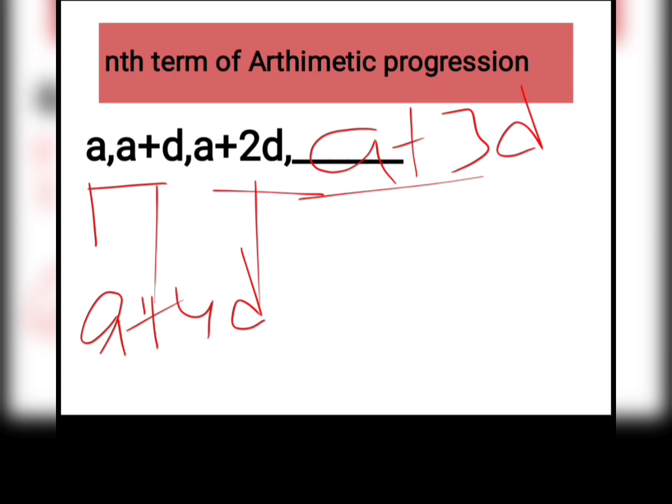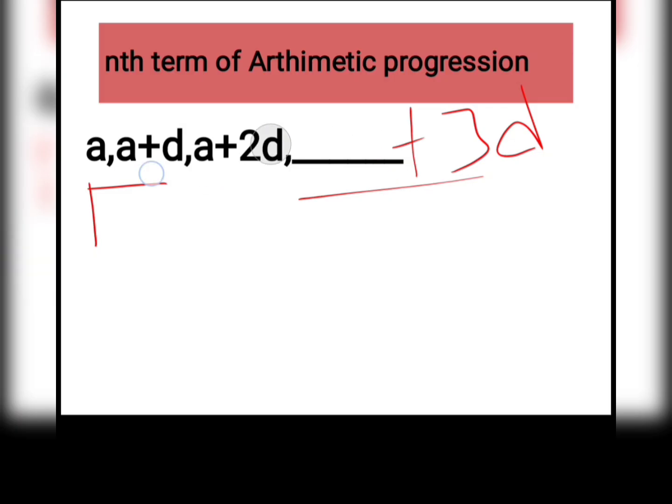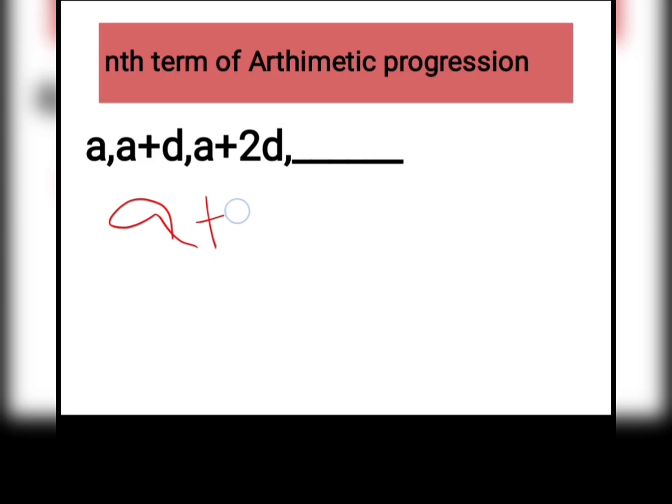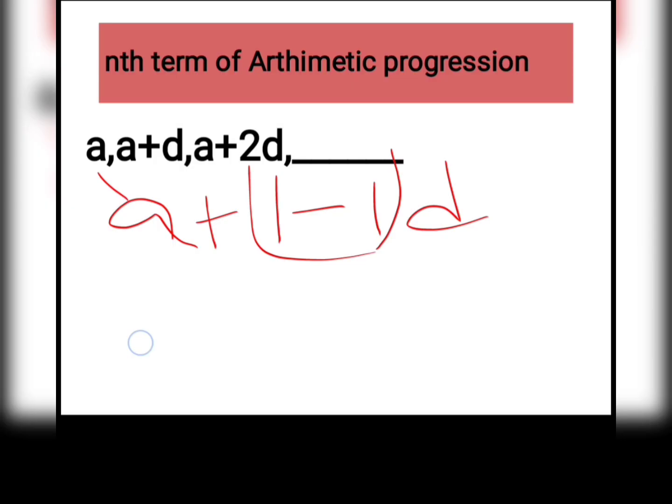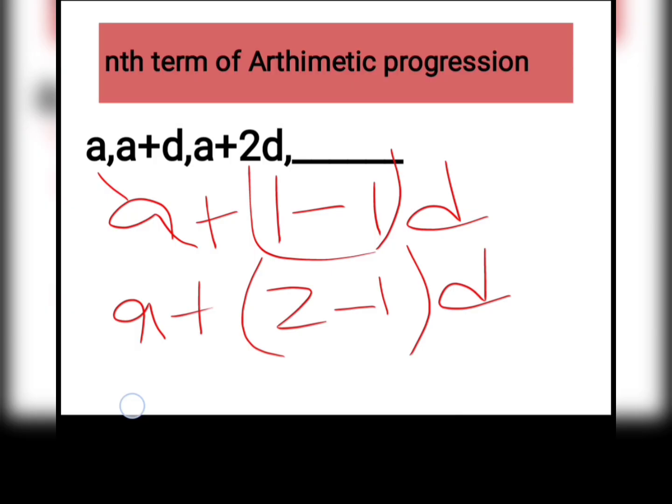You need not check everything. You just analyze the series first. How to calculate the nth term? Let's see how it is following. The first term is a plus 0d, which I can write as a plus 1 minus 1 into d. This is your first term. The second term I am writing as a plus 2 minus 1 into d. The third term is a plus 3 minus 1 into d.